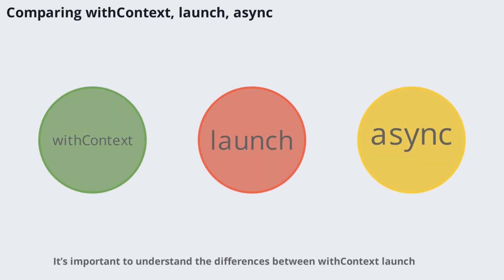It's important to understand the differences between withContext, launch, and async. withContext suspends the current coroutine and executes sequentially in the new context, returning the result directly. Launch starts a new coroutine for background tasks that don't need a result, while async launches a coroutine and returns a Deferred, allowing you to retrieve the result later with await.